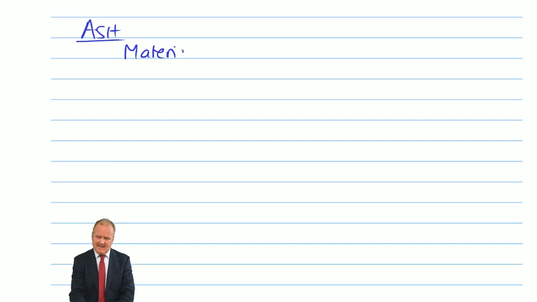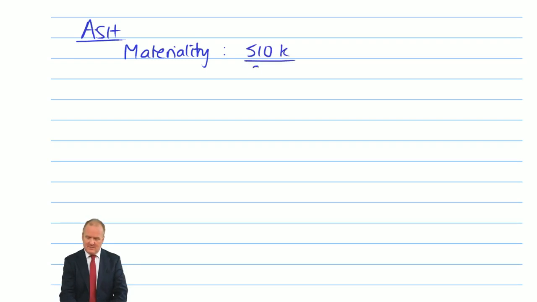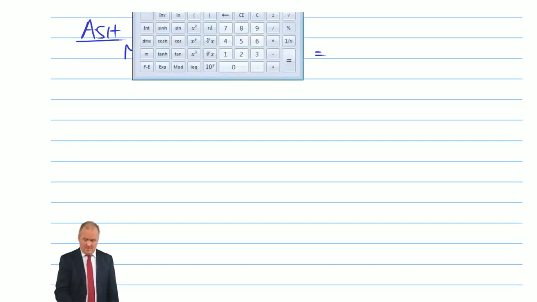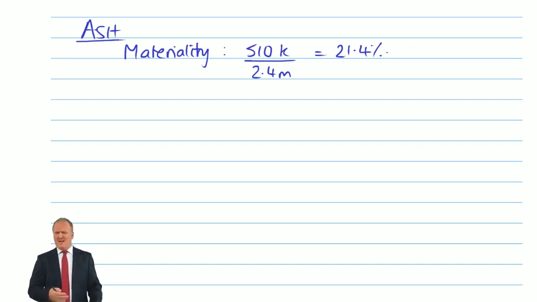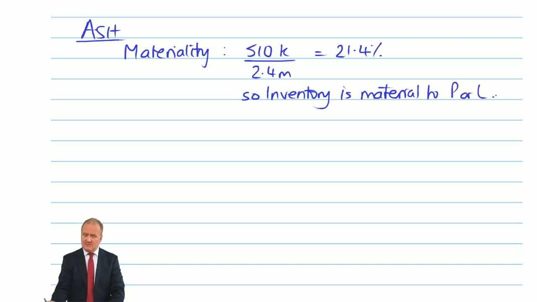Let's go for the easy materiality mark first. The inventory is 510,000. Profit was 2.4 million. Therefore, sorry, I've immediately forgotten what the number was. I think it was something like that. So inventory, which is of course in cost of sales within profit or loss, is material to the profit or loss account at least. 1 mark for materiality.